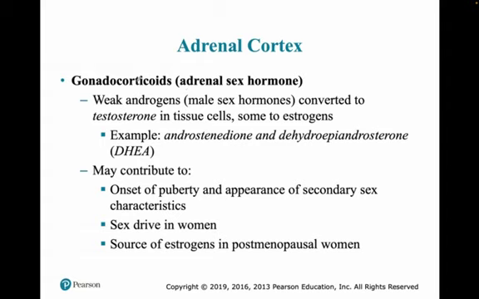Then the last one is the gonadocorticoid, which is produced by the third layer, which is the zona reticularis. These produce weak androgens, which are male sex hormones, converted into testosterone in males, and also some into estrogen. An example is DHEA, which may contribute to the onset of puberty and the appearance of secondary sex characteristics and sex drive.